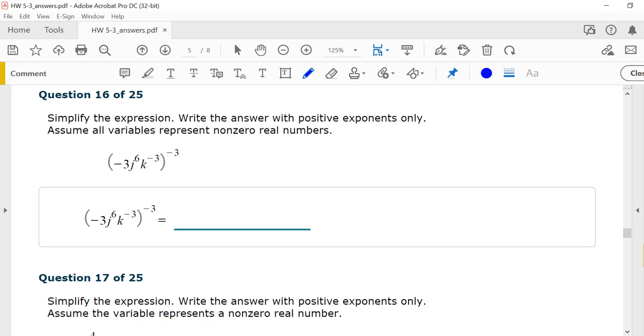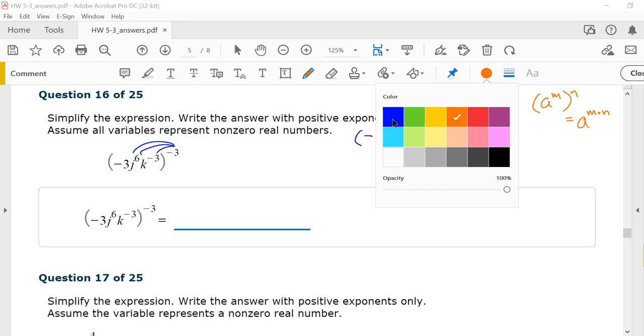Okay, I'm going to choose to distribute this negative 3 to everybody first. So I'm going to write it as negative 3 to the negative 3, j to the 6th to the negative 3, k to the negative 3 to the negative 3. Now remember the other day when we were doing exponents, let me write it instead of saying it: a to the m to the n is a to the m times n.